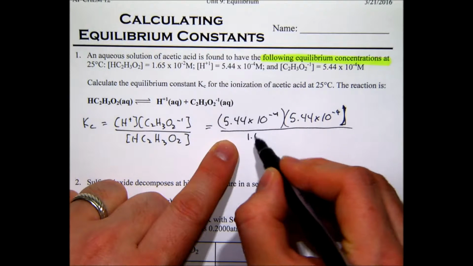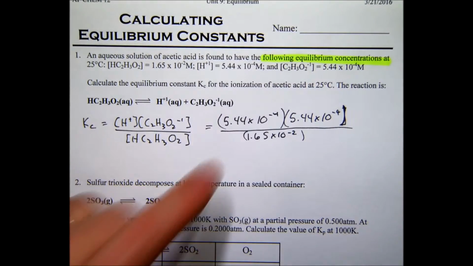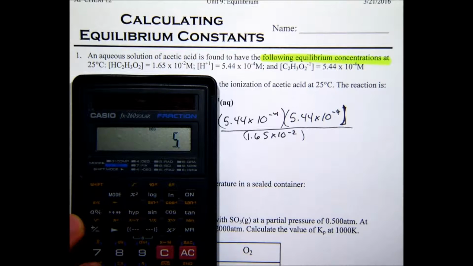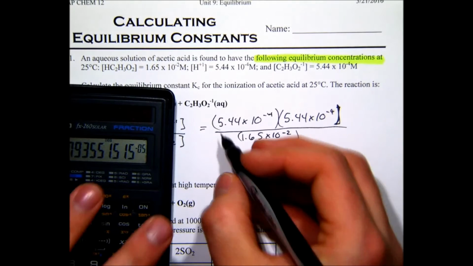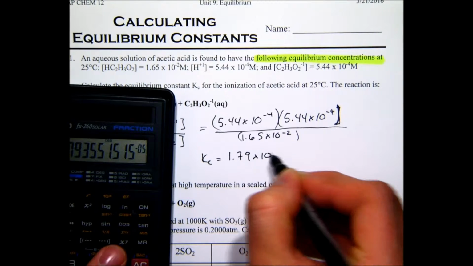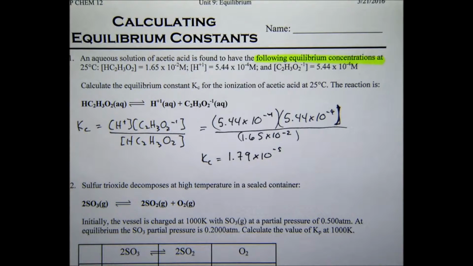And one. So we solve 5.44 and we have Kc is equal to 1.79 times 10 to the negative 5. And that is the equilibrium constant.